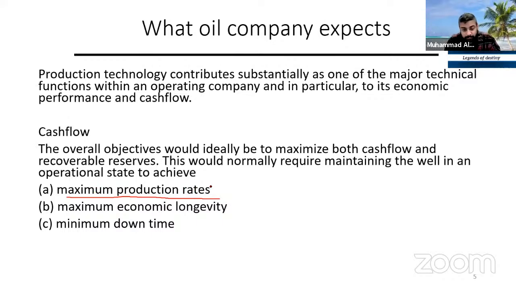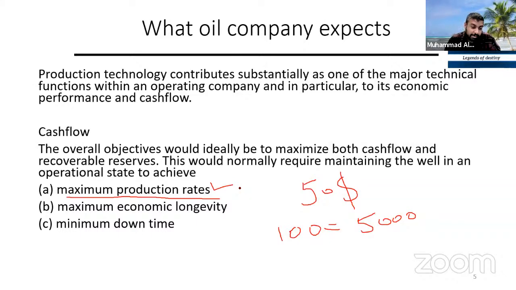So what does an oil company want from you? Maximum production rate. Let's say today's price is $50 per barrel. If you are producing, let's say, 100 barrels per day, you are making $5,000 a day. But if you work as a production engineer and increase the production by 10 barrels, it becomes 110. So you increase $500 per day. You increase their money.